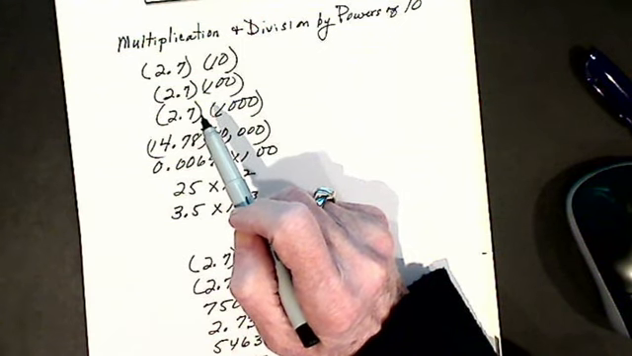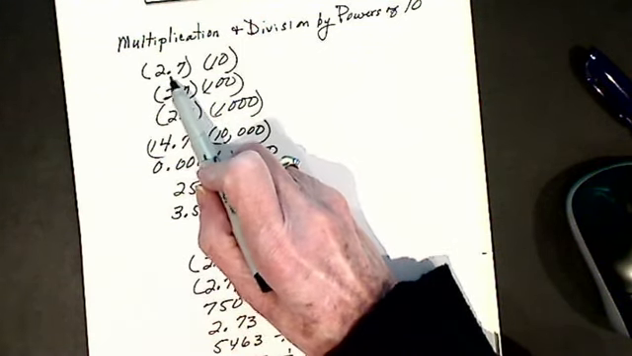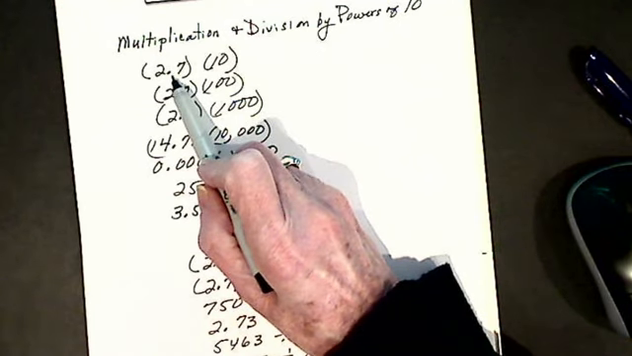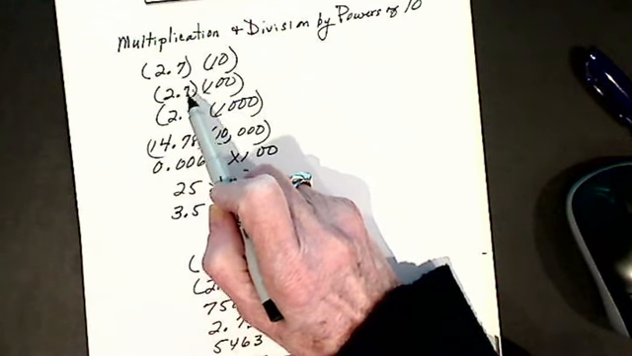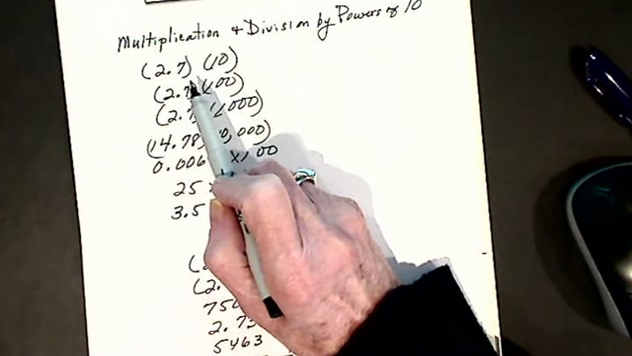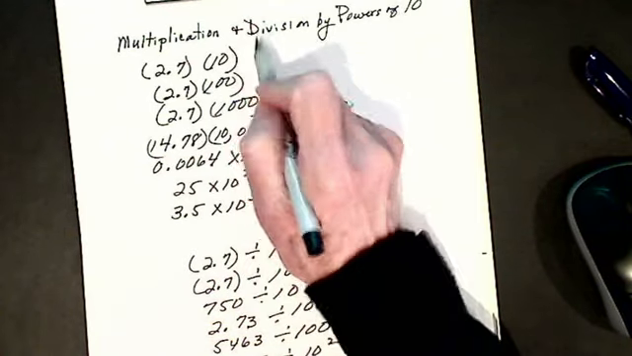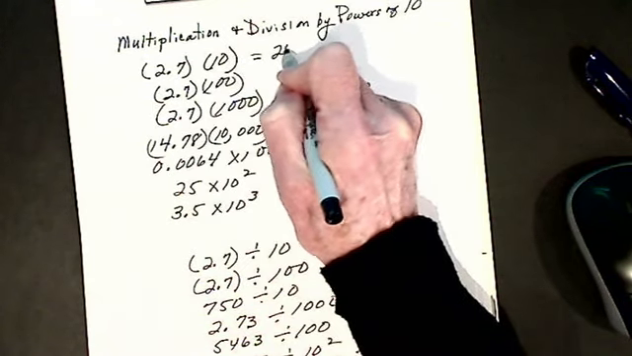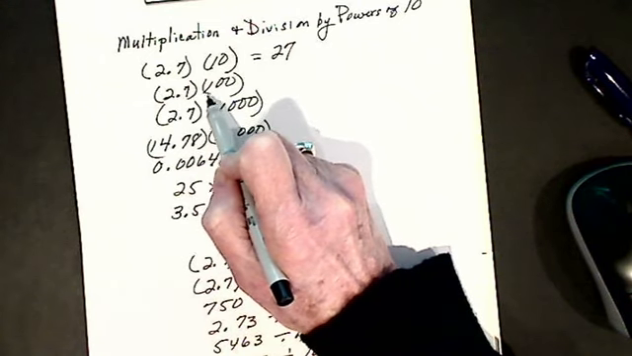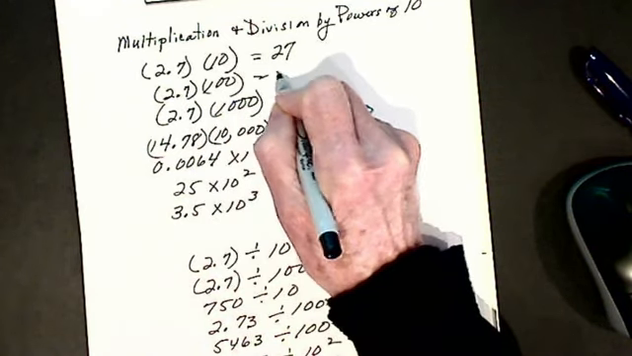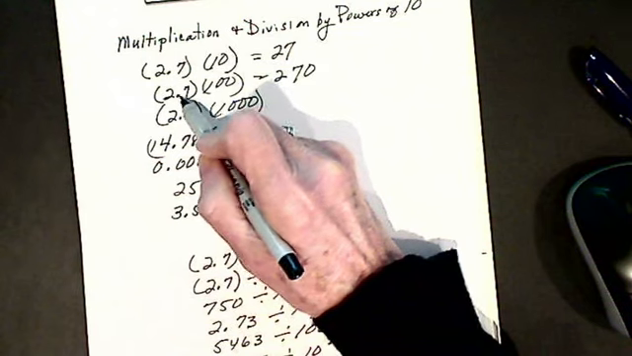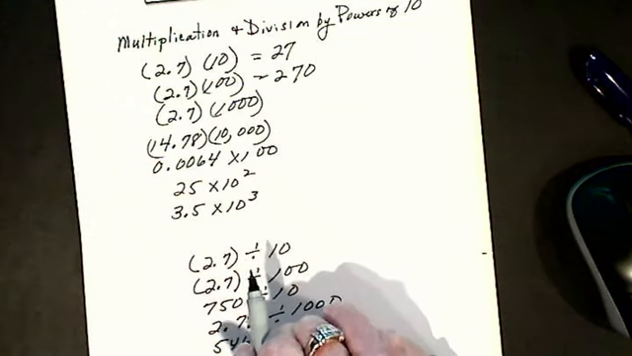Just think multiplication makes things bigger. So if I have 2 and 7/10, I want to make it bigger. I would move it to the right to make it 27. So to multiply, I move the decimal, the number of zeros, to the right. So 2.7 times 10, I move it 1, I get 27. If I want to multiply 2.7 by 100, I got to move it 2. So I move it 1, but I have to move it 2, so I have to add a 0. So I get 270.